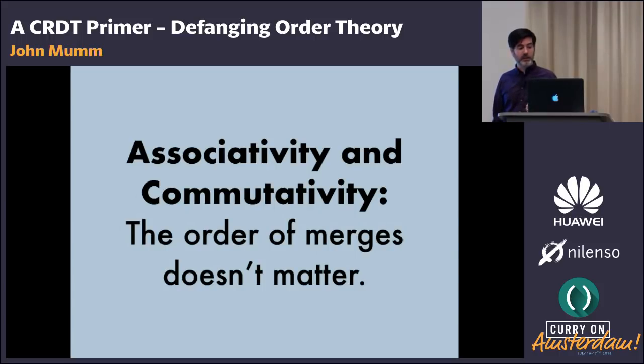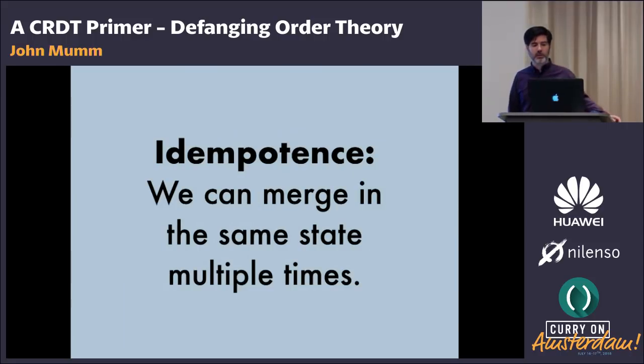Associativity and commutativity ensure that the order of merges doesn't matter. And idempotence ensures that we can merge in the same state multiple times. So this is where duplication comes in. Even if you accidentally send your state over multiple times, it's not going to matter.